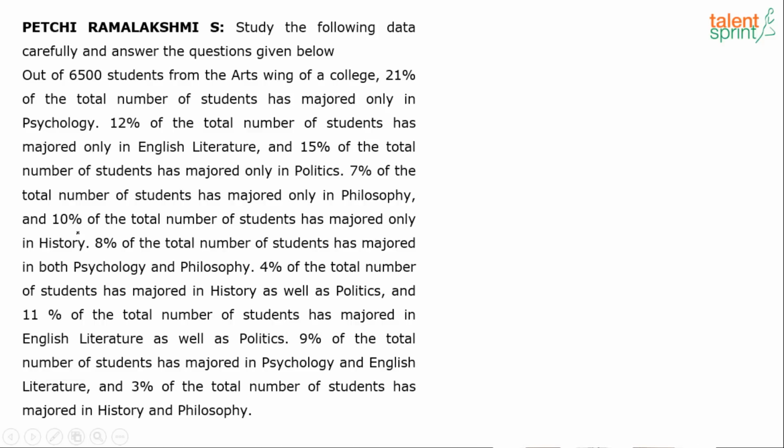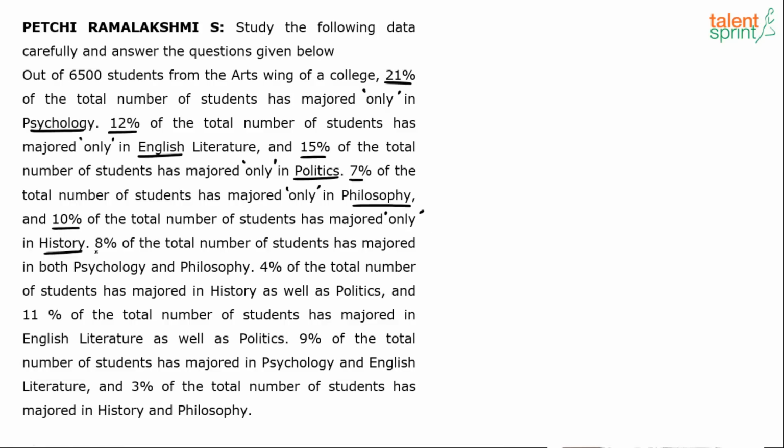So basically we are talking about 5 different streams here, right? Psychology, English literature, politics, philosophy, and history. And percentages have been given. 21% in psychology, 12% in English, 15% in politics, 7% in philosophy, and 10% in history. Remember, the keyword only is important. 7% have majored only in philosophy, which means they have got no other subject in their stream, right?